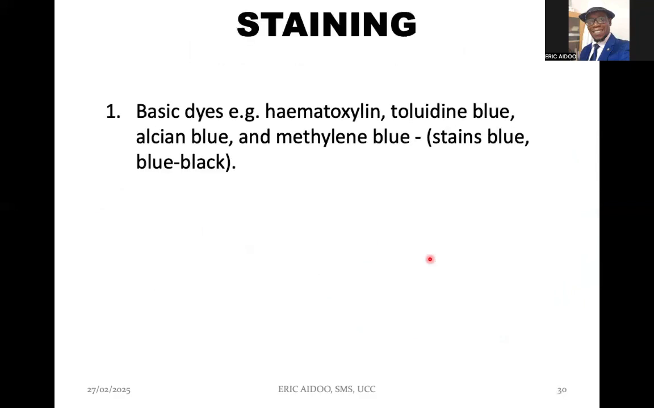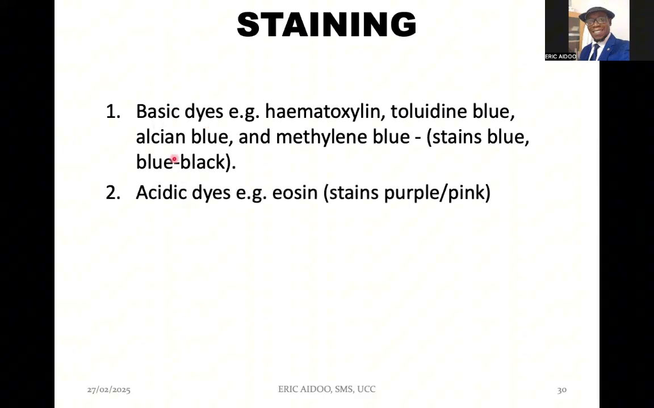So once you stain, you are getting close to the end of the whole journey. Basic stains and acidic stains are the two major stains that we use. Examples of the basic stain are hematoxylin, toluidine blue, Asian blue, and methylene blue, and these will stain blue or blue-black. And acidic stains, an example is eosin, stain purple or pink, and sometimes red.